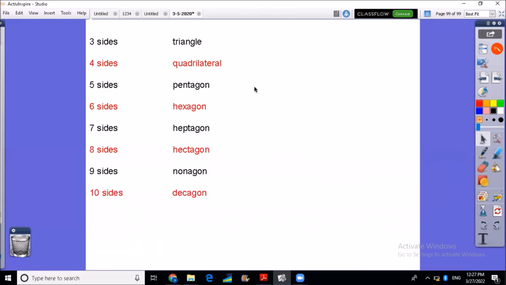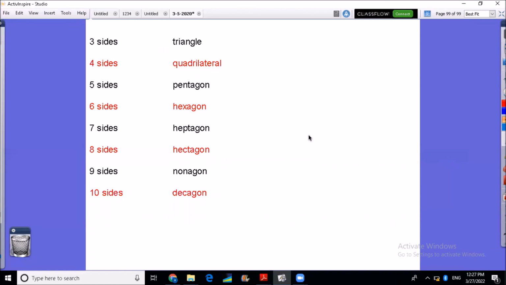This page here is just to remind you of the names of the shapes. 3 sides is a triangle, 4 sides is a quadrilateral. Here are all of them until 10 sides, which is the decagon.